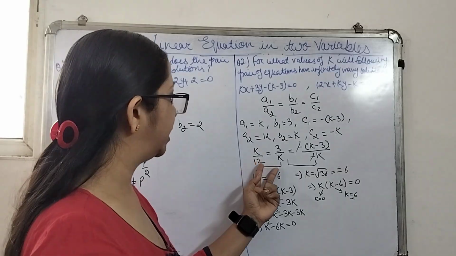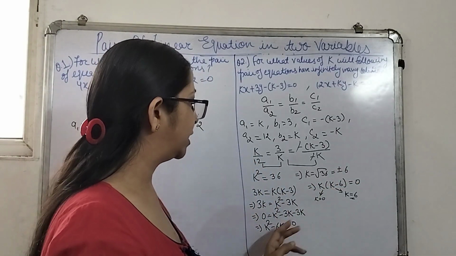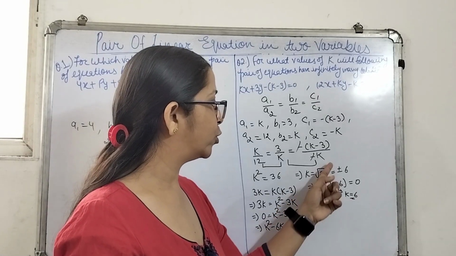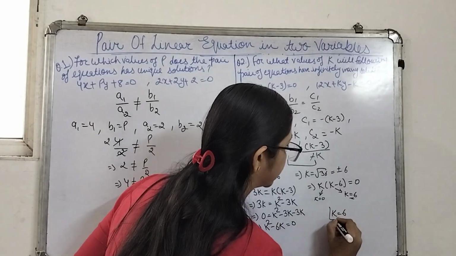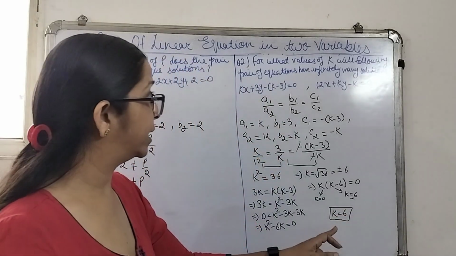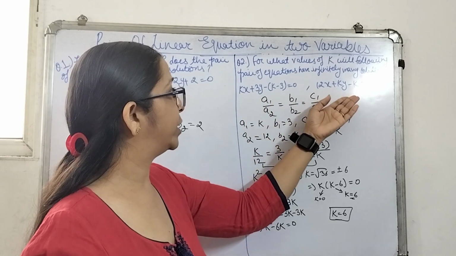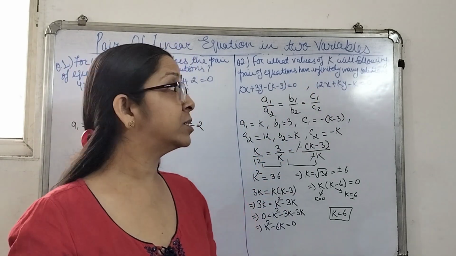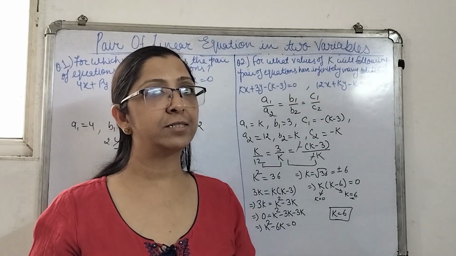Now from the first condition, k could be either plus 6 or minus 6. From the second condition, the value of k could be either 0 or 6. From both of them, we can interpret that the value of k should be 6. If the value of k is 6, then this whole pair of linear equations will have infinitely many solutions. They will be coinciding with each other and have infinitely many solutions.